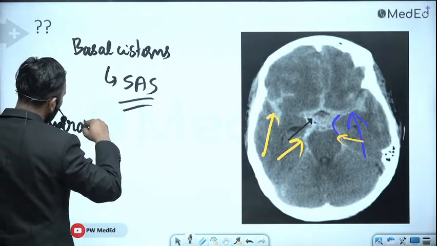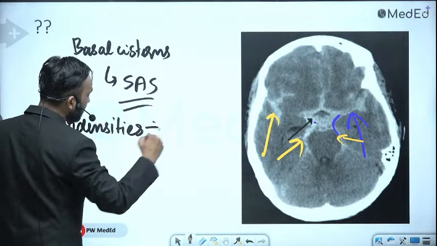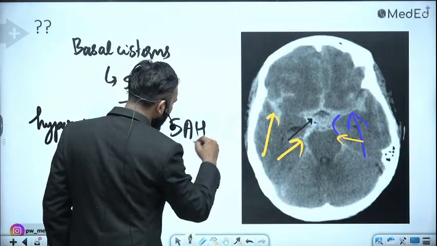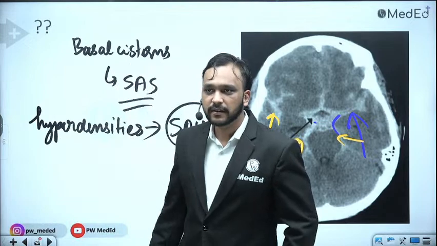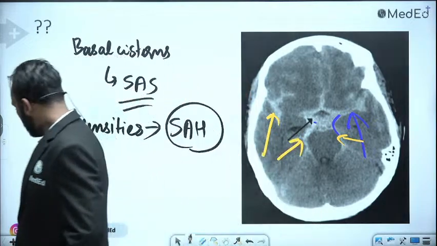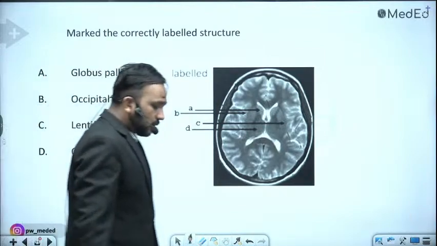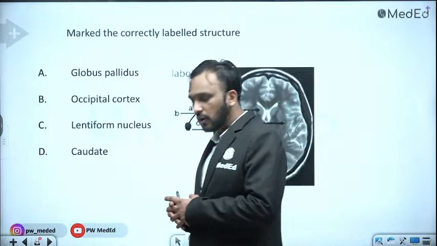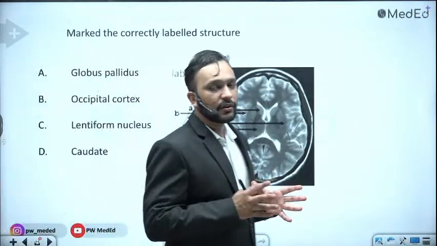So what is the cause? The patient will present with worst headache of life. The cause is hemorrhage in the subarachnoid space, right? So now these two questions were predominantly asked from the section of trauma, right? Now the next two questions are based on anatomy.